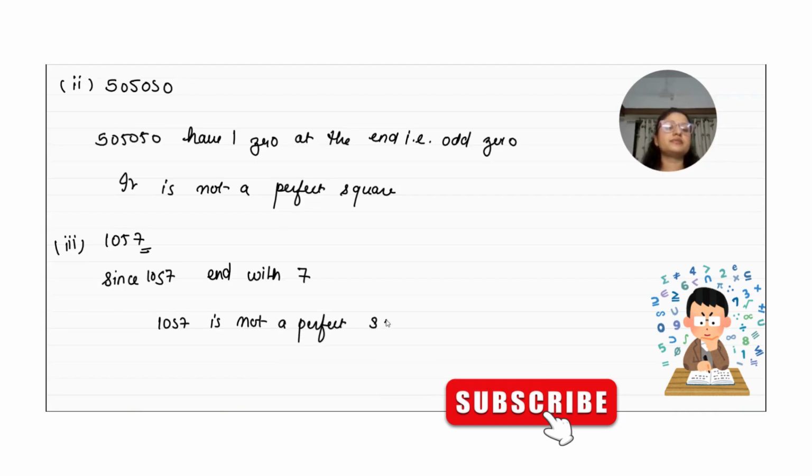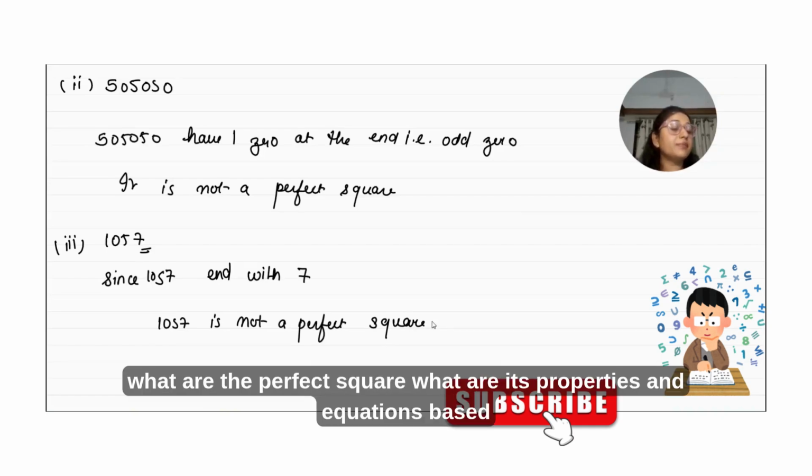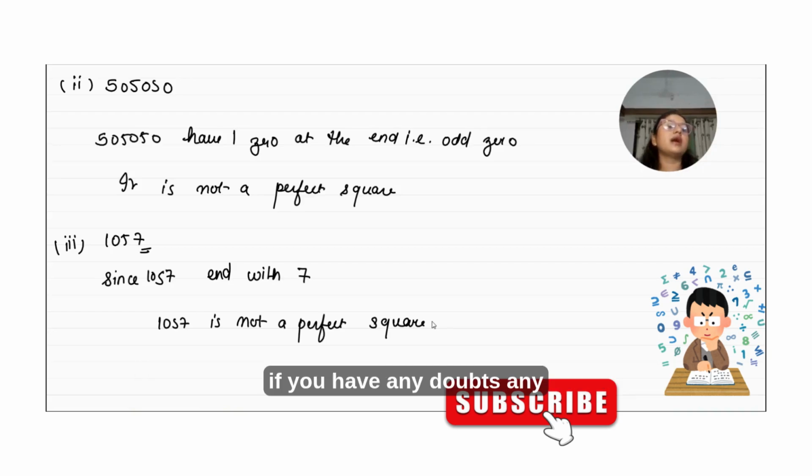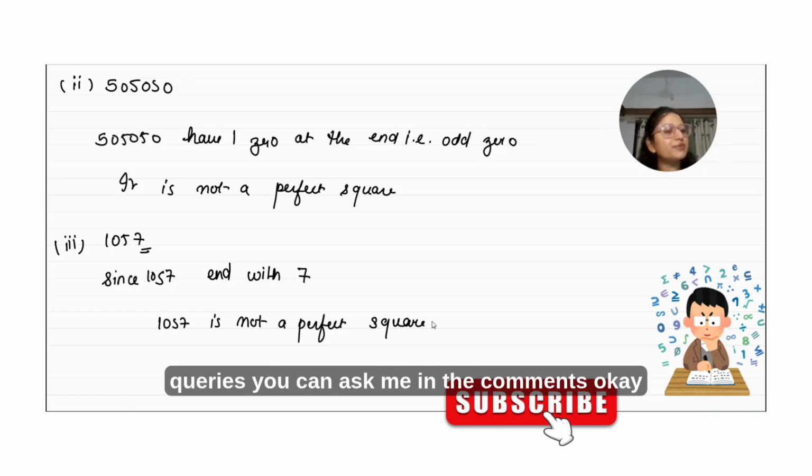Got it? So today we have done what perfect squares are, what their properties are, and questions based on them. I hope you understand the things well now. If you have any doubts or queries, you can ask me in the comments. We will solve more in the next class.